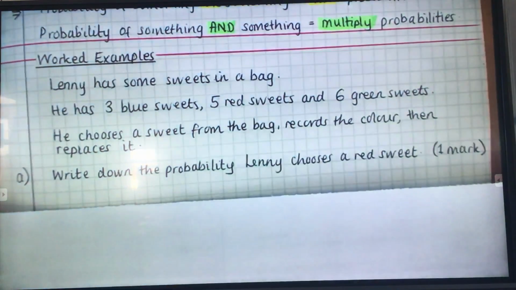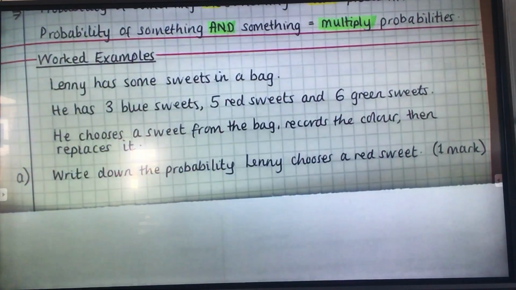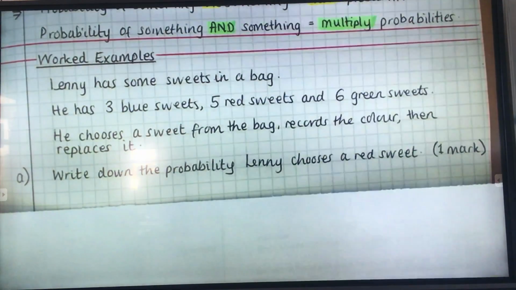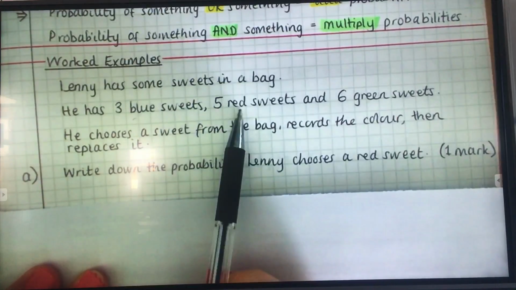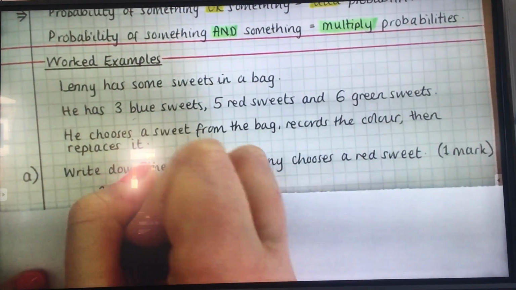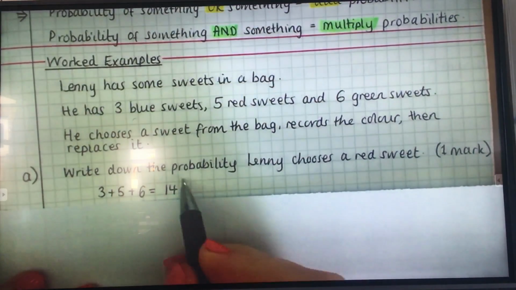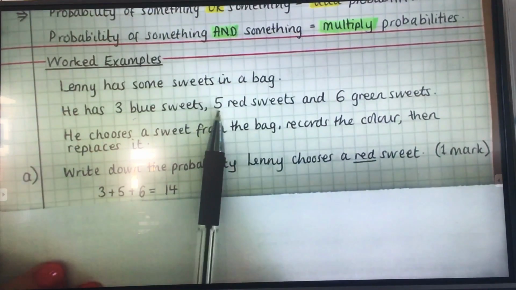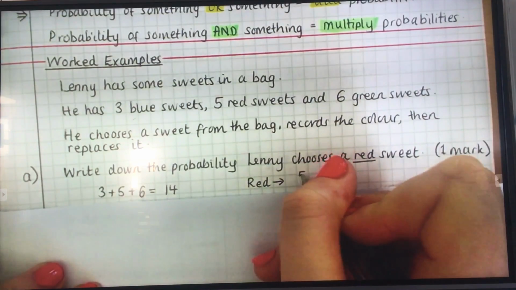Now, don't forget, your probability can be written as fractions, decimals or percentages. In this case, we'll choose a fraction because it's easy to put whatever colour you want over the total number of sweets. So, as we can see, we've got 3 blue, 5 red and 6 green. The first thing we need to do is work out the total. So we're going to do 3, add 5, add 6, which gives you 14. So that is our total. Now we want the probability of choosing a red sweet. There are 5 red sweets, so that means the probability of choosing red is 5 out of 14.